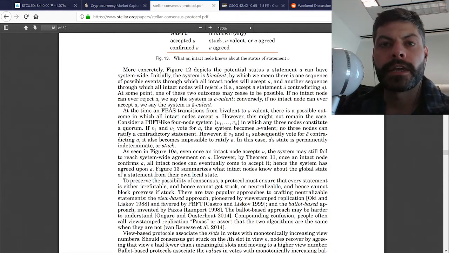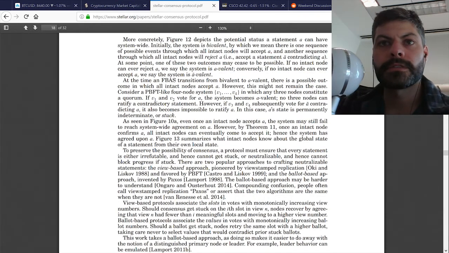As seen in Figure 10a, even once an intact node accepts A, the system may still fail to reach system-wide agreement on A. However, by Theorem 11, once an intact node confirms A, all intact nodes can eventually come to accept it. Hence, the system has agreed upon A. Figure 13 summarizes what intact nodes know about the global state of a statement from their own local state. To preserve the possibility of consensus, a protocol must ensure that every statement is either irrefutable, and hence cannot get stuck, or neutralizable, and hence cannot block progress if stuck.